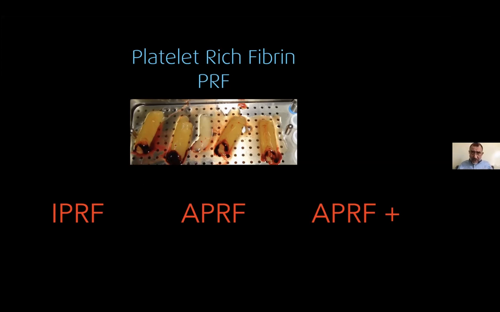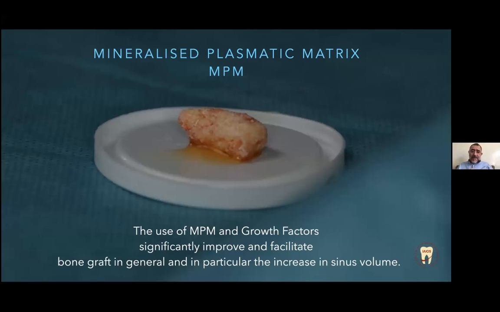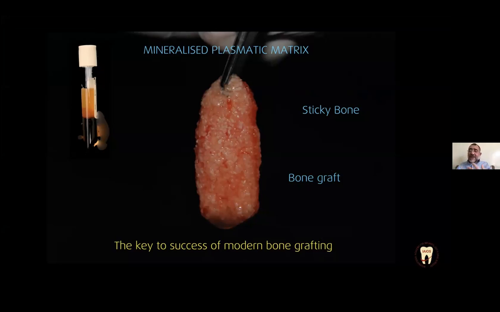I have a protocol to centrifuge my blood, and I take the PRF and mix it with my xenograft bone, and I have a mineralized plasmatic matrix. Using MPM and growth factors significantly improves and facilitates bone grafting in general, and in particular the increase in sinus volume. There's MPM you can see in the literature.